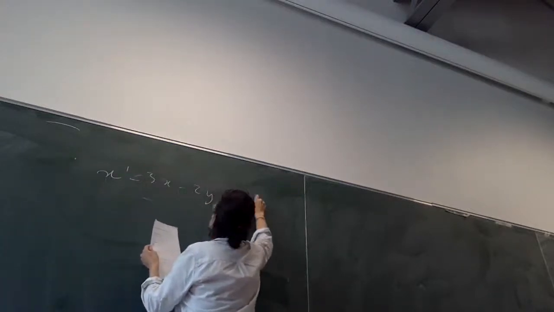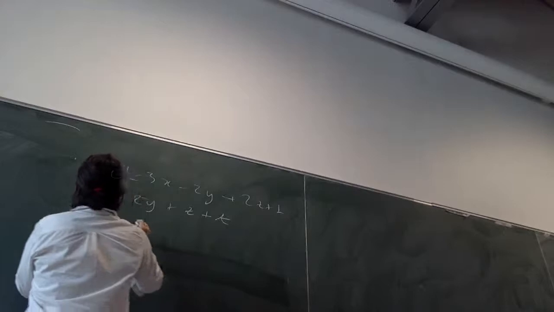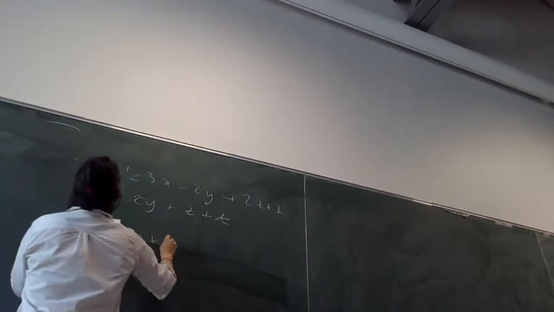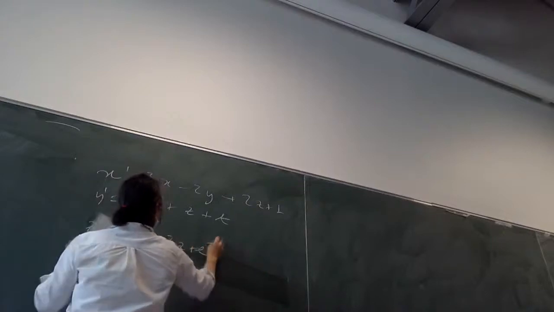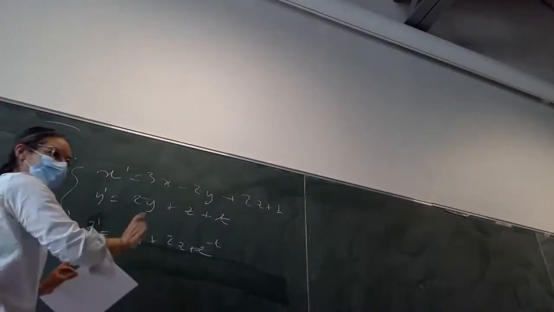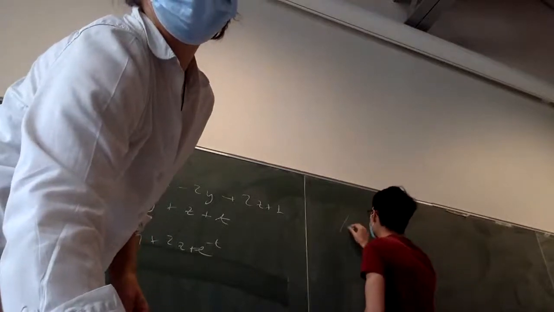Yeah, please write it. So we've got x prime is equal to 3x minus 2y plus 2z plus 1, y prime is 2y plus z plus t, and z prime is y plus 2z plus e to the t on the other side. Yes? Okay, great. So that's the system, and we're looking for functions of t. Okay, so maybe the first thing we need to do is to rewrite it as a matrix differential system.